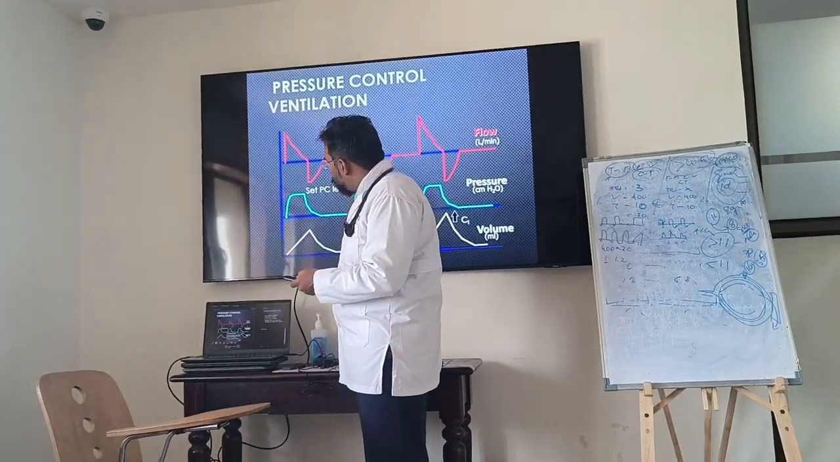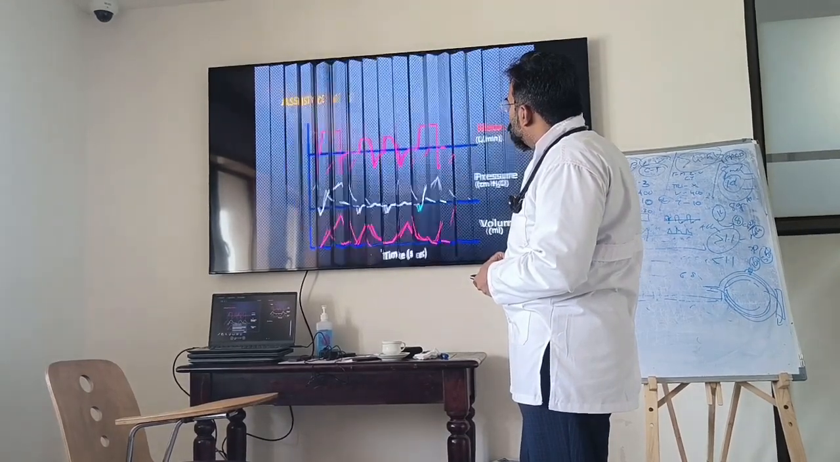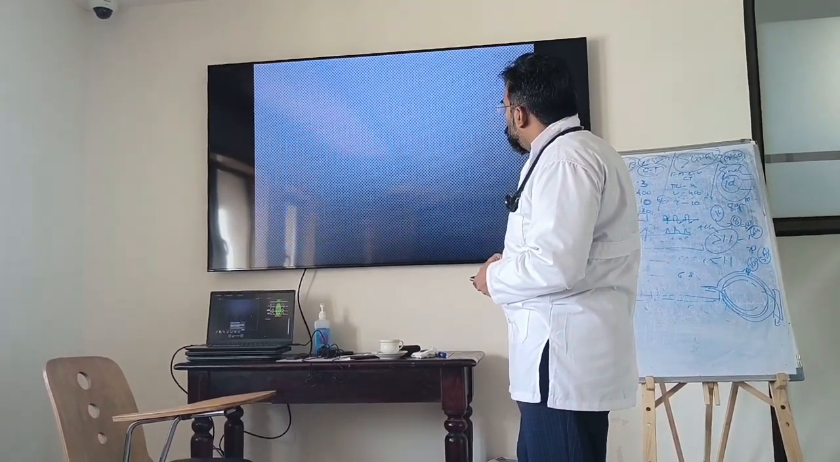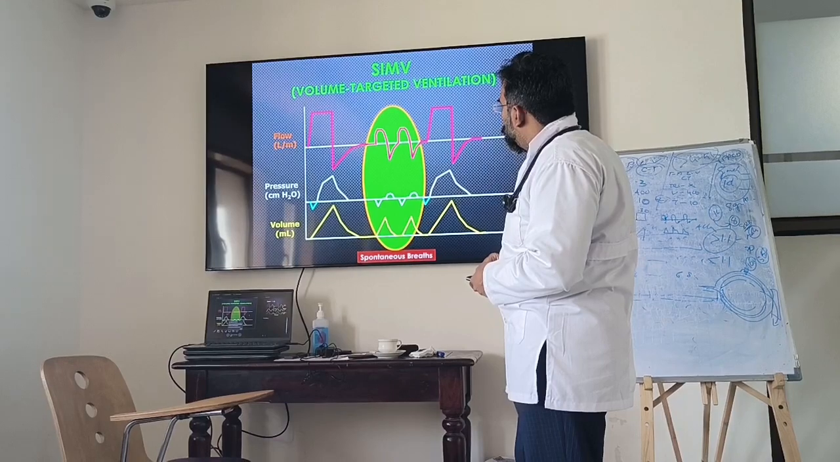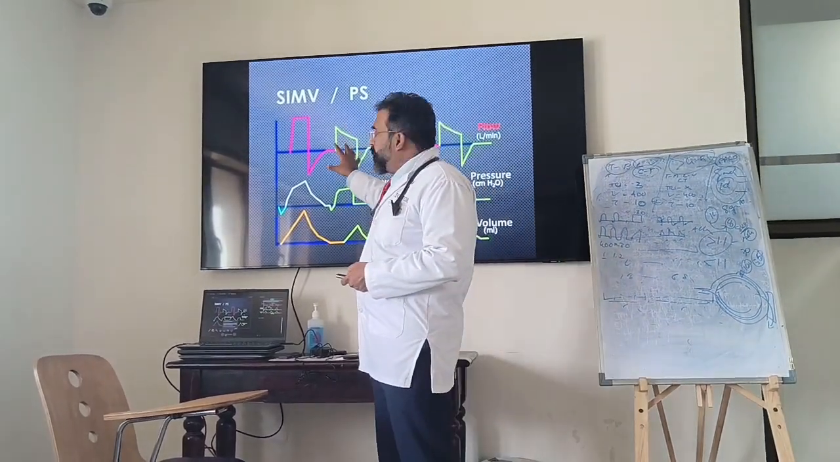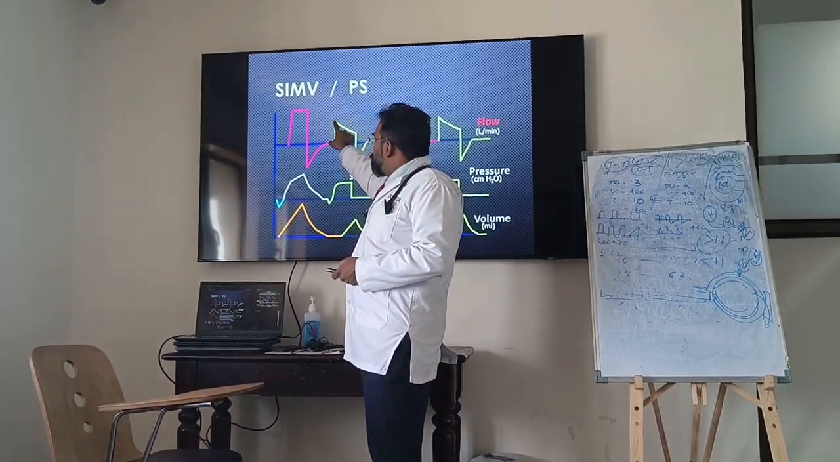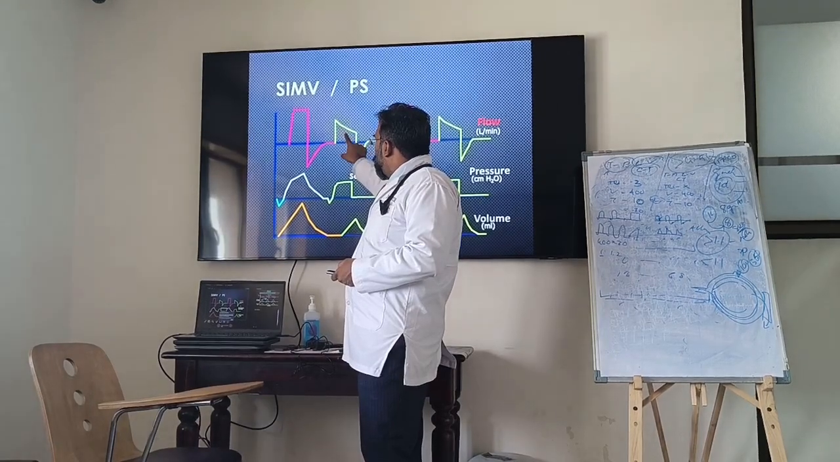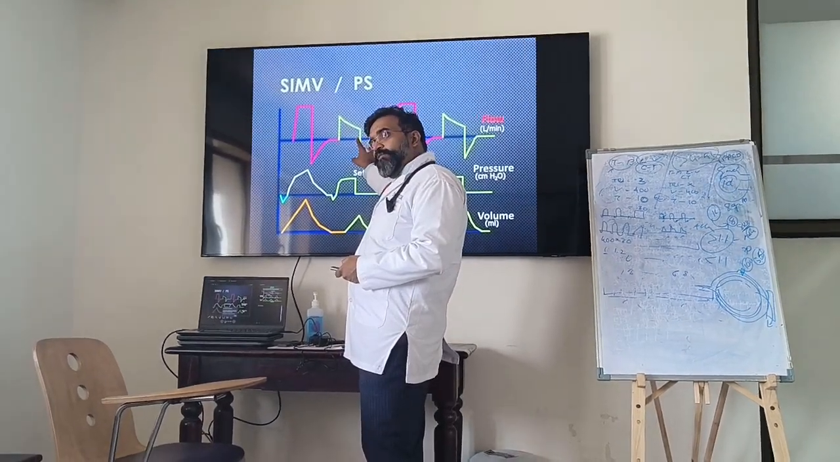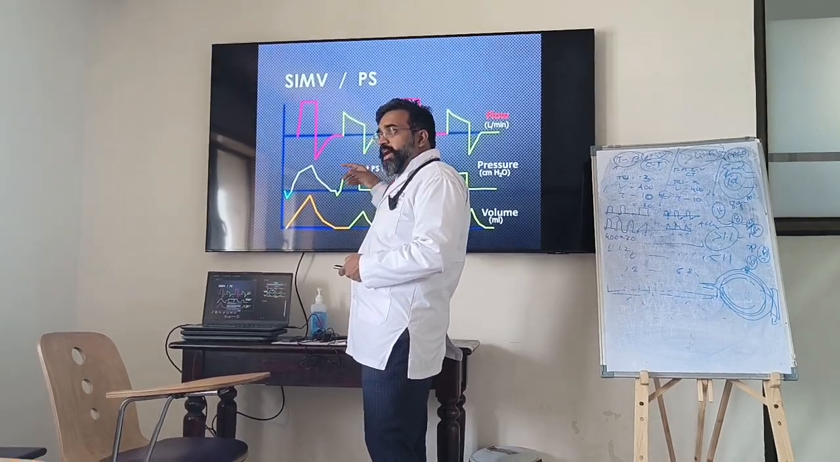Now what is happening in this case? In the case that we just now saw? Okay. Now what is happening here? That you have a flow that's coming here. Okay, and then it has decelerated rather than reaching the baseline. Before it has reached the baseline, it has gone into expiration. That means I have set it.